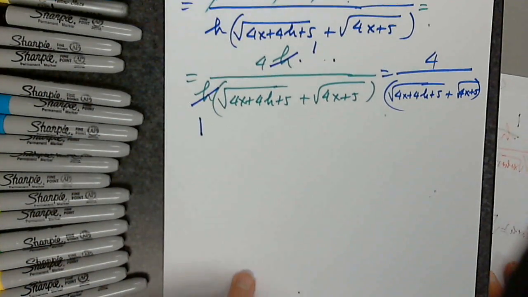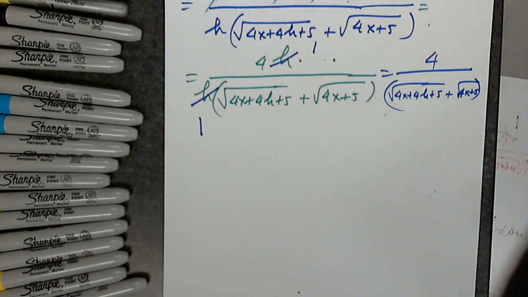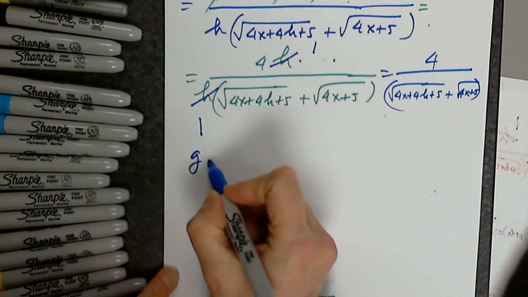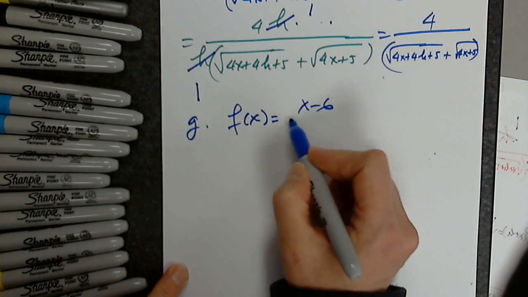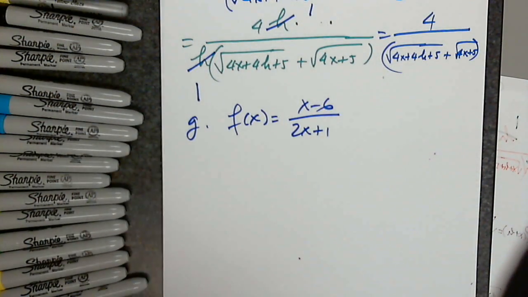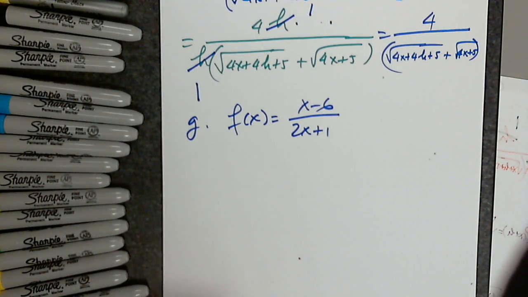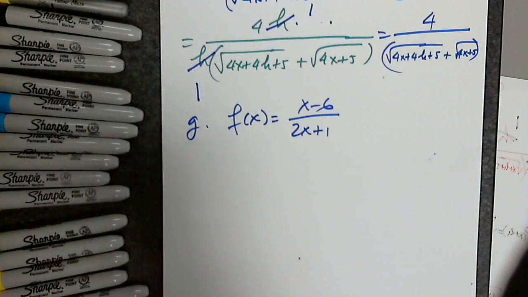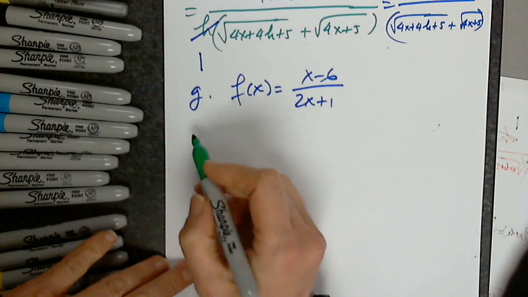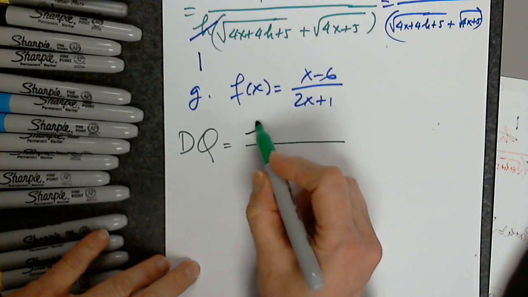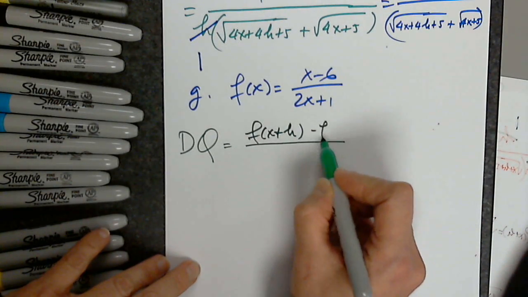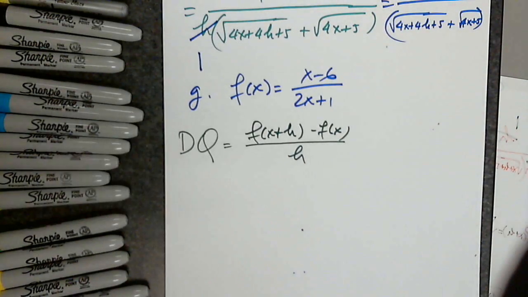Okay, let's do the same thing for a rational function. So we chose g. So we are given the function f of x equals x minus 6 over 2x plus 1. We're asked to determine the difference quotient for this function now. Okay, so can anyone give us the difference quotient again? And we also know what it means and where it's coming from.